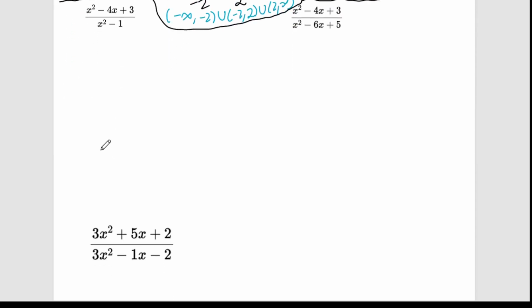So I'm going to encourage you to go ahead and pause your video and try these next three yourself, and then unpause your video to compare with what we get. For these next three, both the numerator and denominator need to be factored.